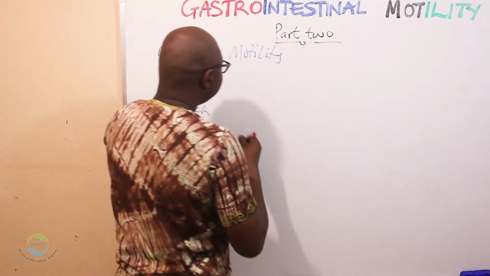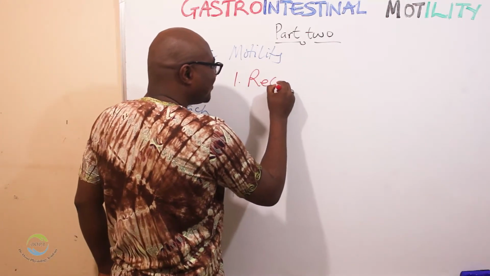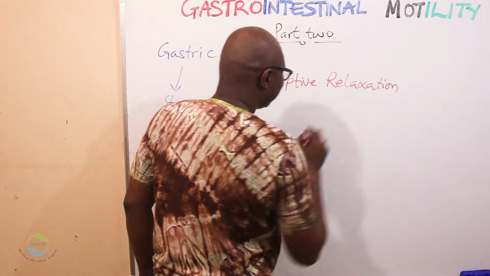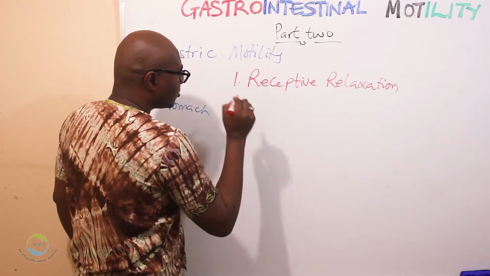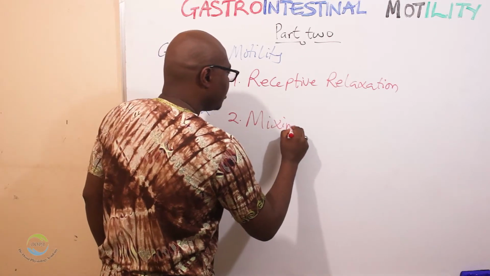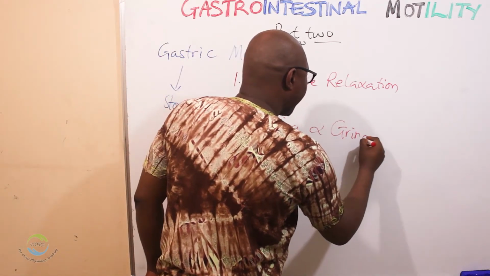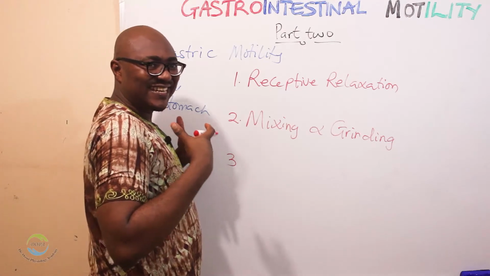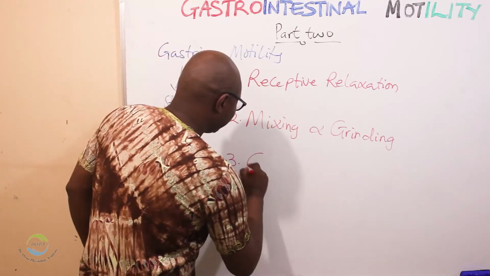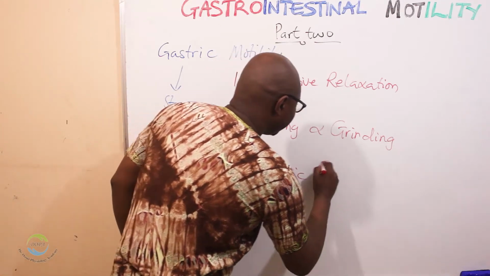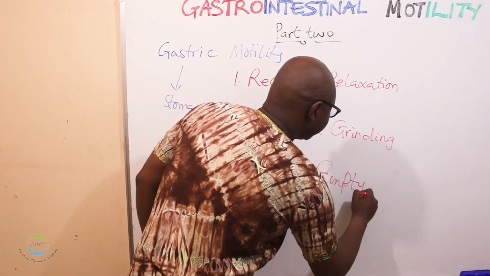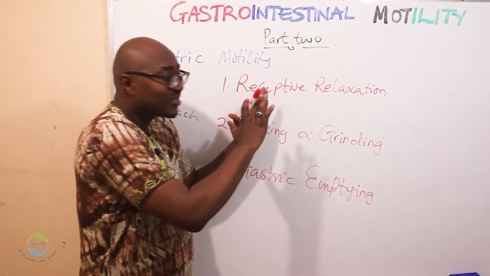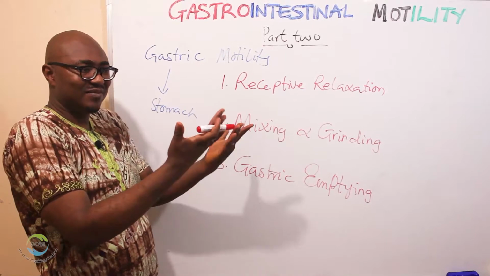Number 1, we call it receptive relaxation. Number 2, it's called mixing and grinding. And number 3 is called gastric emptying. That's the end. Gastric emptying. All right.